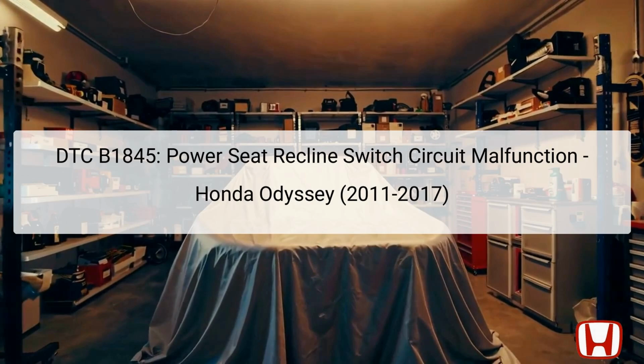The DTC B1845 signifies a malfunction within the power seat recline switch circuit of the Honda Odyssey model years 2011 to 2017. This code typically points to issues in either the switch itself or the associated wiring and control units. The power seat recline switch is instrumental in adjusting the angle and position of the power seat, allowing the driver or passenger to achieve optimal comfort.